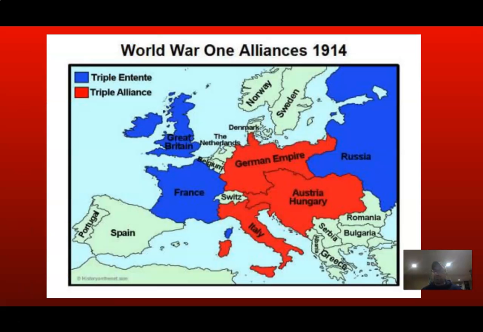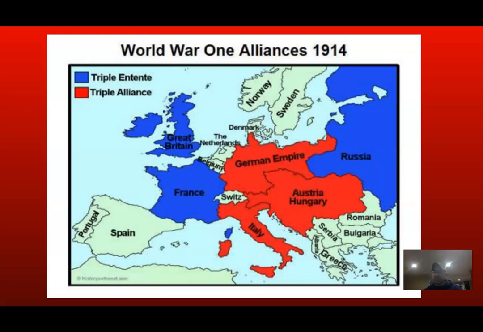Prior to World War One, these were the major alliances: the Triple Entente and the Triple Alliance. The Triple Entente was made up of Great Britain, France, and Russia. And the Triple Alliance, or the Central Powers, we're going to use that term also, was Germany, Austria-Hungary, and Italy. Those alliances are really going to result in World War One.